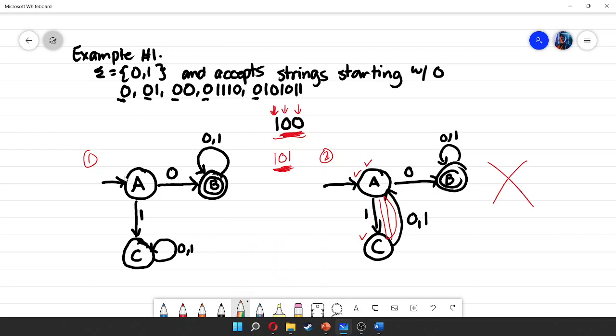Diri sa correct nato nga drawing. So you start with state A, okay? You start with state A and then nakakita kag input nga 1, so niabot ka ni state C, okay? And then nakakita kag input nga 0. So you go back to state C. Then nakakita na pud ka og input nga 0.